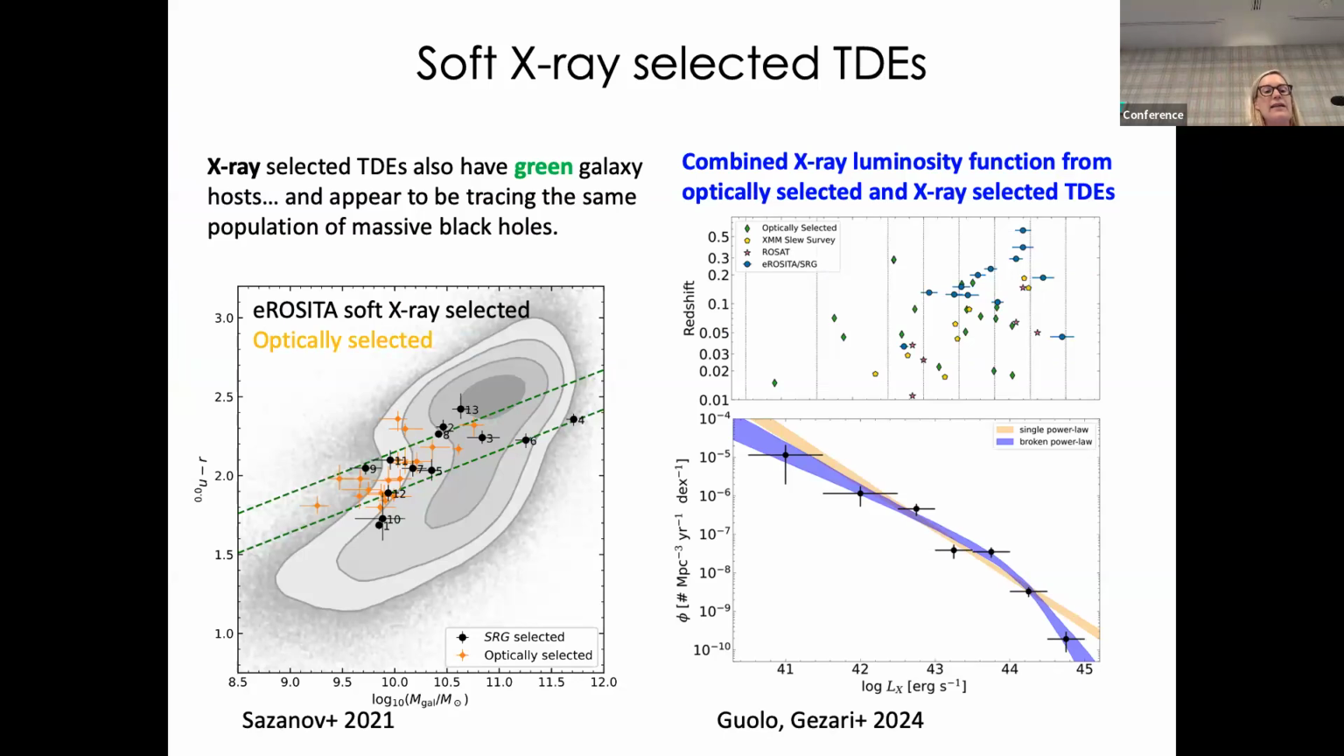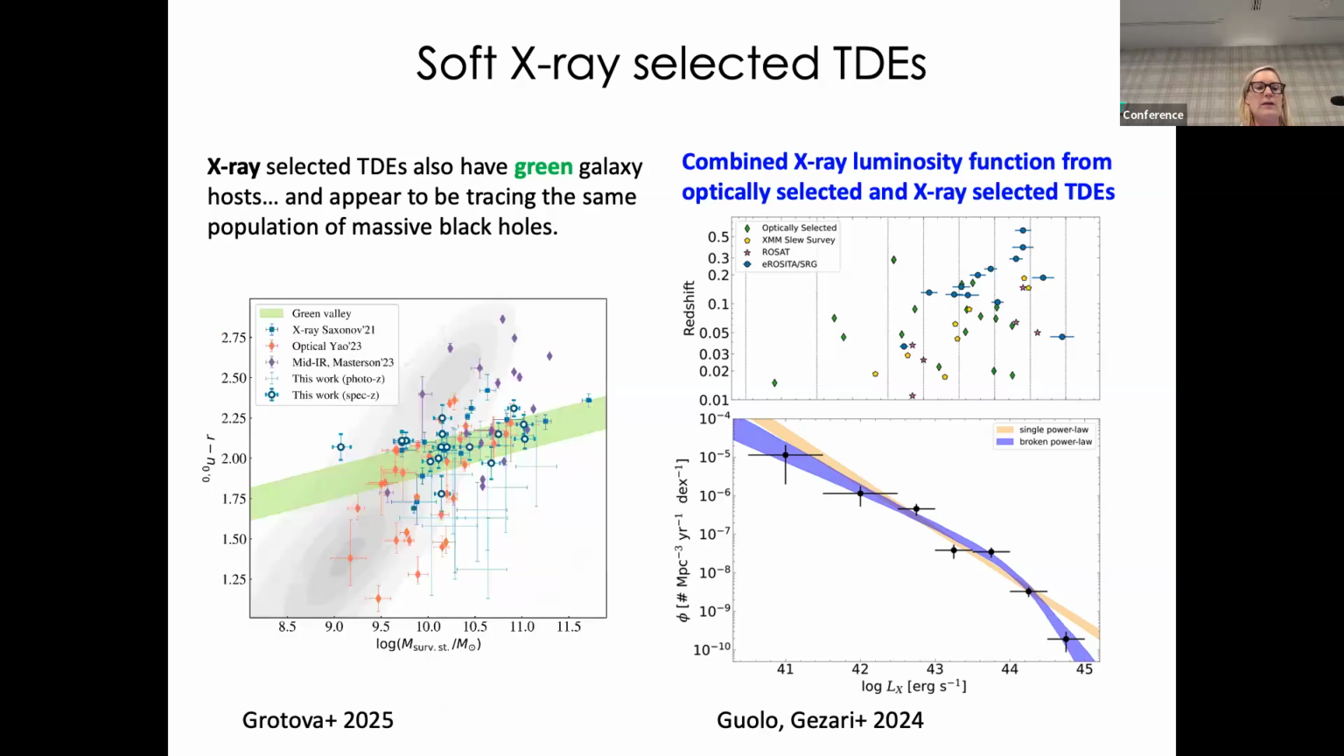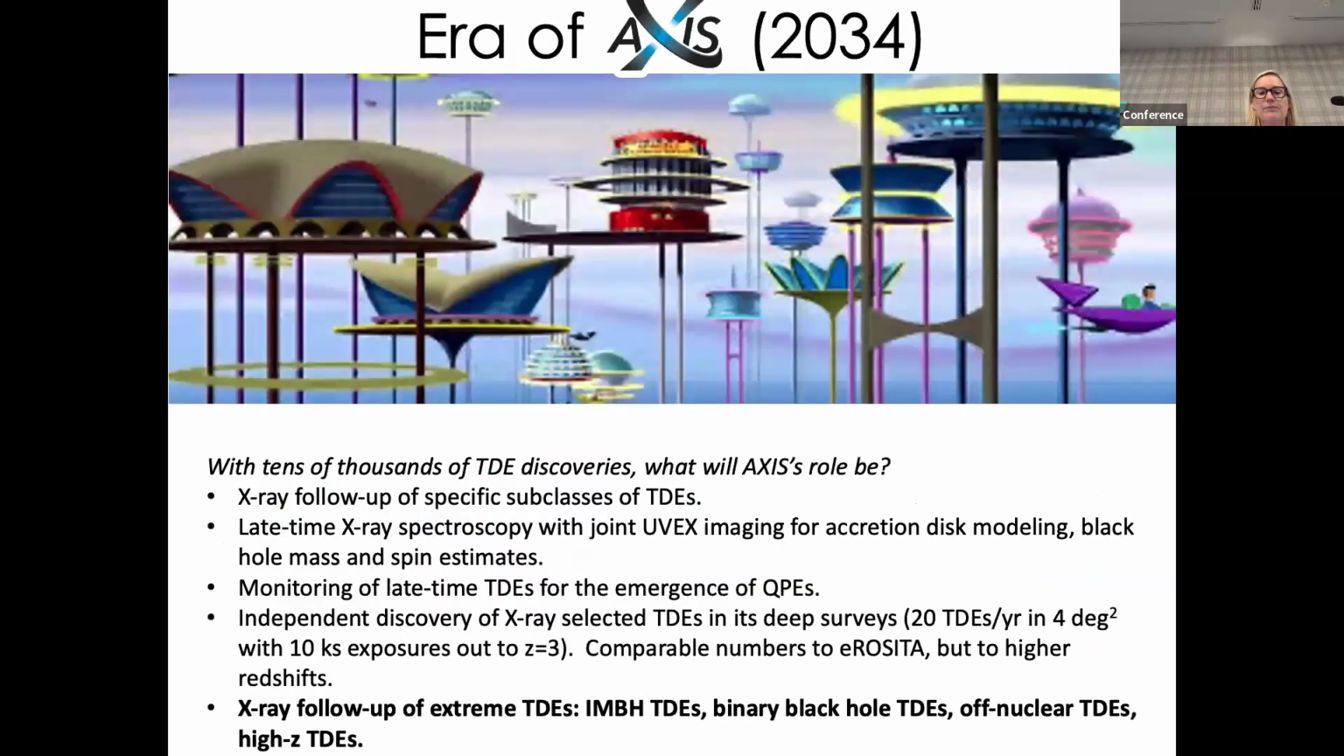And they're finding that they have the same host galaxy preferences as the optically selected TDEs, so they appear to prefer Green Valley host galaxies. And we've also been able to combine the X-ray selected and optically selected TDEs to get the intrinsic X-ray luminosity function of tidal disruption events. There's been a more recent sample from eROSITA also published that also shows these preferences for the Green Valley.